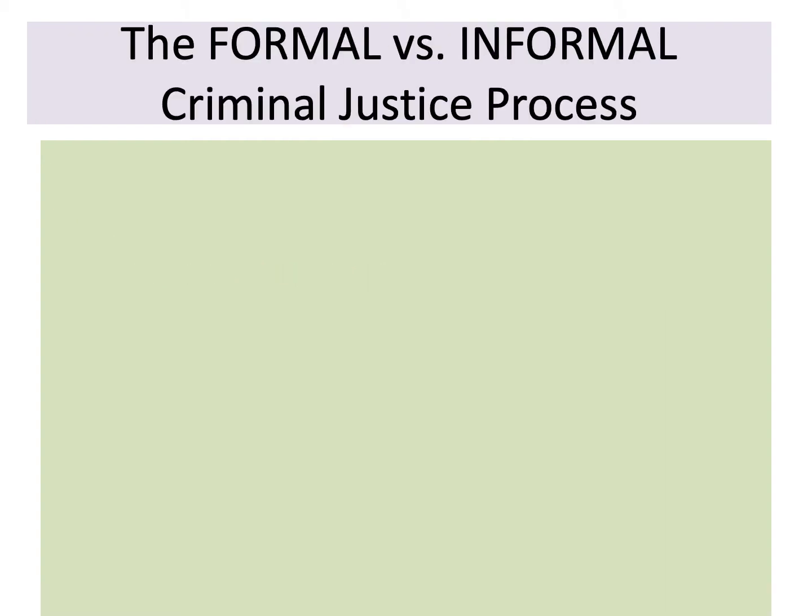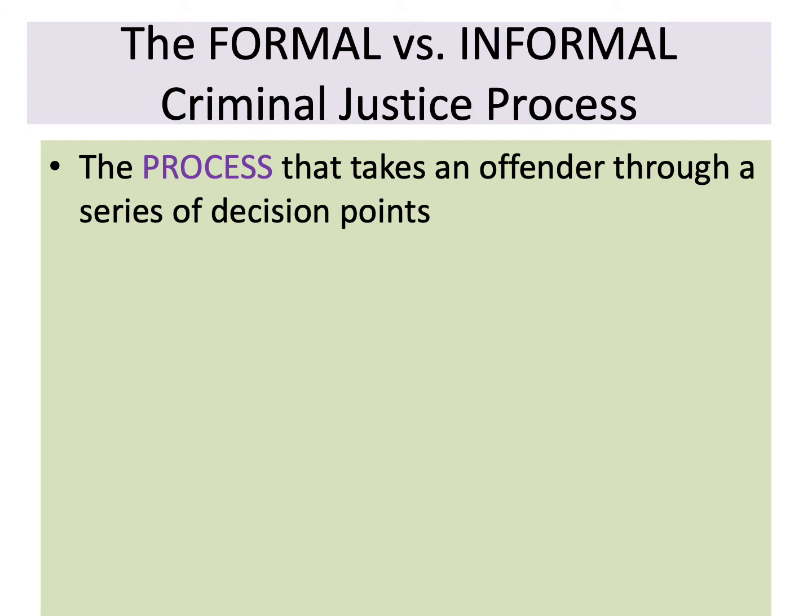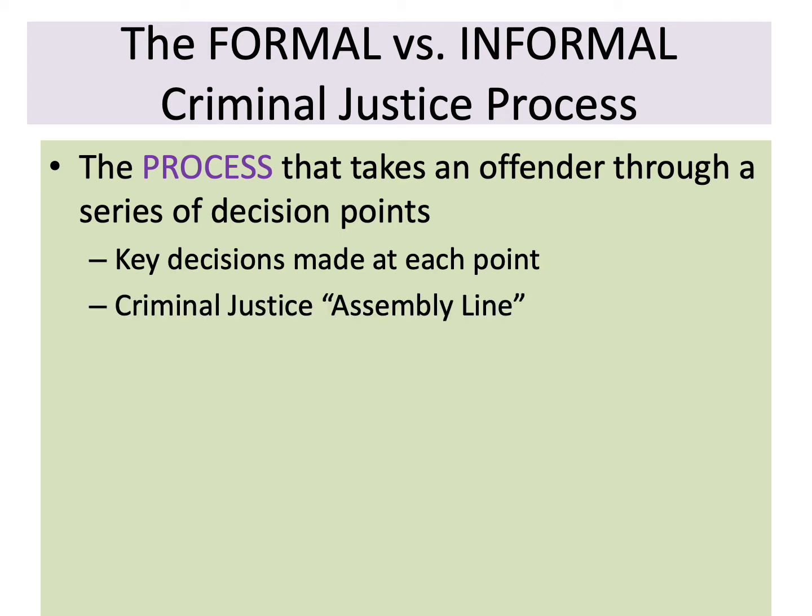Now, your textbook talks about the formal versus the informal criminal justice process. And so the process are those stages that we were just talking about in the last slide and that we're going to go into more detail in one moment. And so the process takes the offender through a series of decision points, and key decisions are made at each of these points. It's oftentimes referred to as the criminal justice assembly line because you start with the first step and you go through basically 15 steps of the process.